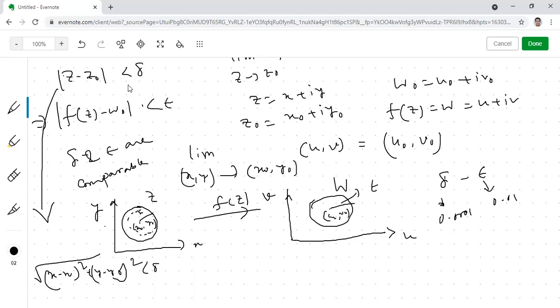Because here |z minus z0| is less than delta. For that, if the functional values lie in that region, then only the limit will exist, where delta and epsilon are comparable. Now this represents a circle in the z plane with center x0, y0 and radius delta. And this represents another circle in the w plane with center at u0, v0 and radius epsilon. Now if delta and epsilon both are small and comparable, then we'll say that the limit exists here.